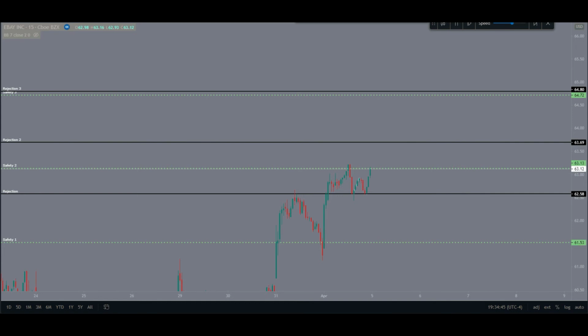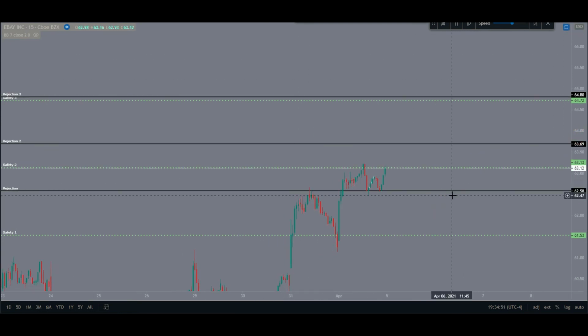So the stock is eBay. I'm bullish on eBay, and I'm going to look to trade this next week. The market opens on Tuesday, I believe, and I'm just going to be bullish on this for the whole week.